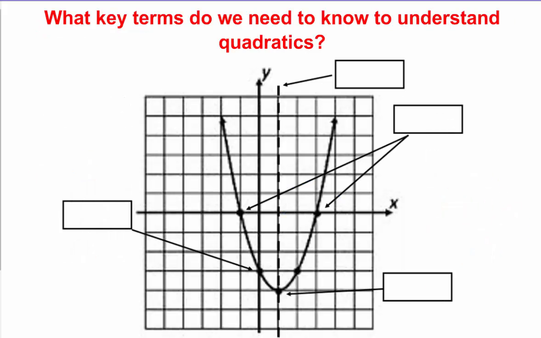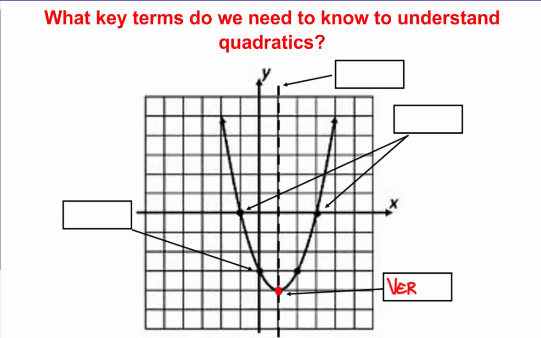Now, the second thing we want to ask ourselves is what key terms do we need to know, what vocabulary do we need in order to really understand quadratics? Well, there's a couple things that we need to be able to talk about in order to really discuss quadratics well. The first and most important thing we need to be able to talk about here is this point right here, which is at the apex of our quadratic, and we call it the vertex.